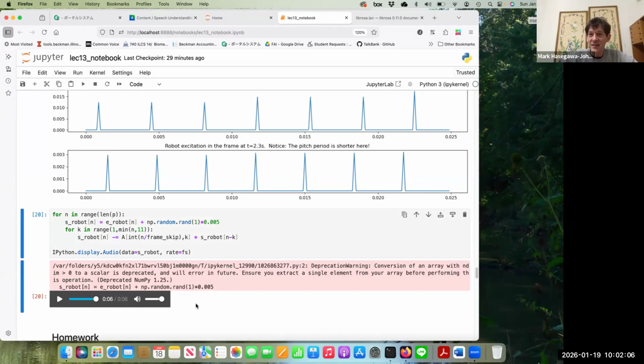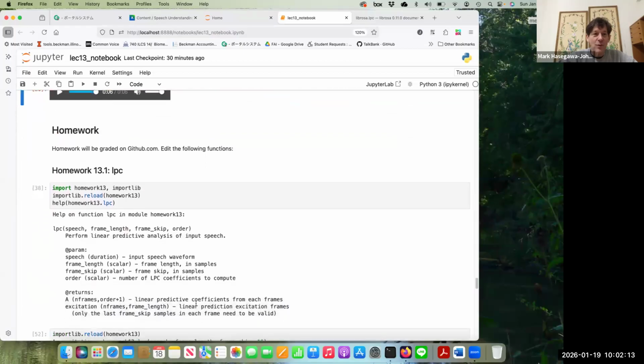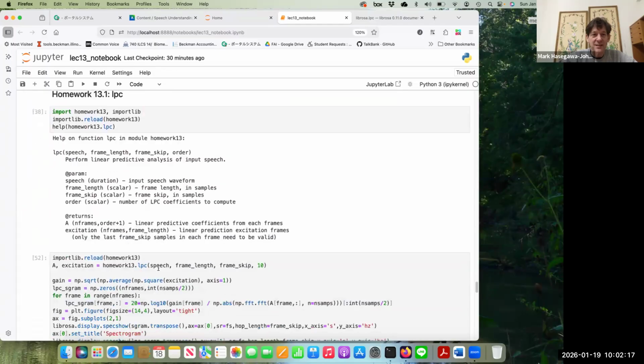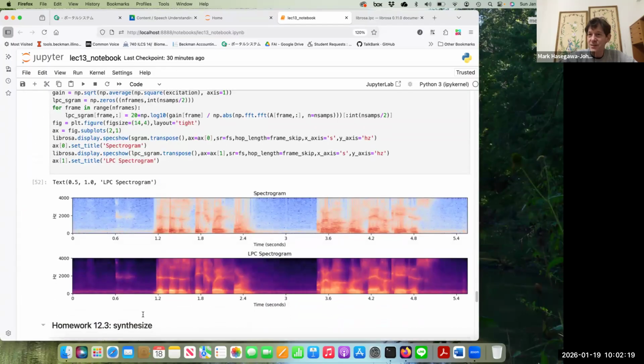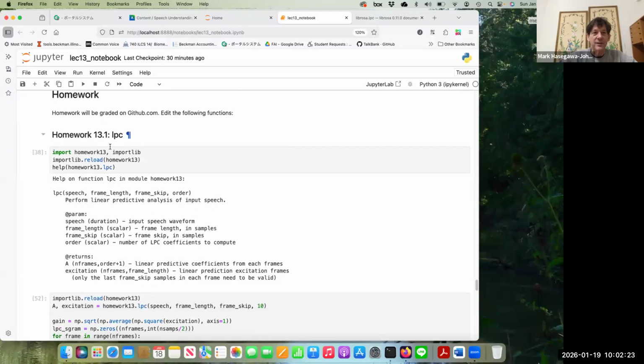So you can play all kinds of games, make it more hoarse or more breathy, change the pitch in the way that you want. For the homework, we're just going to do the three parts of the lecture. We're going to do LPC analysis, LPC synthesis, and creating a robot voice. So let's analyze these three things.